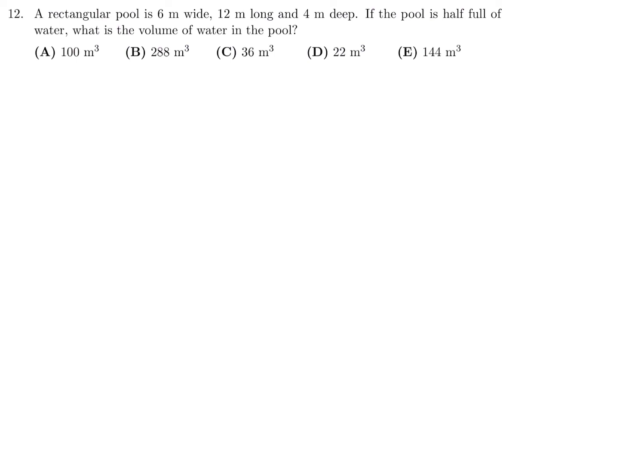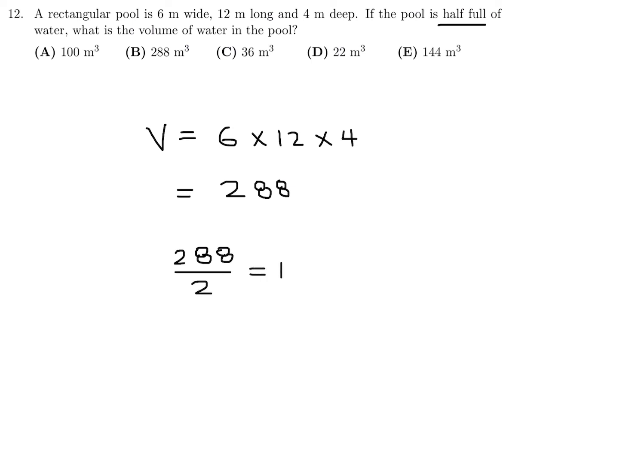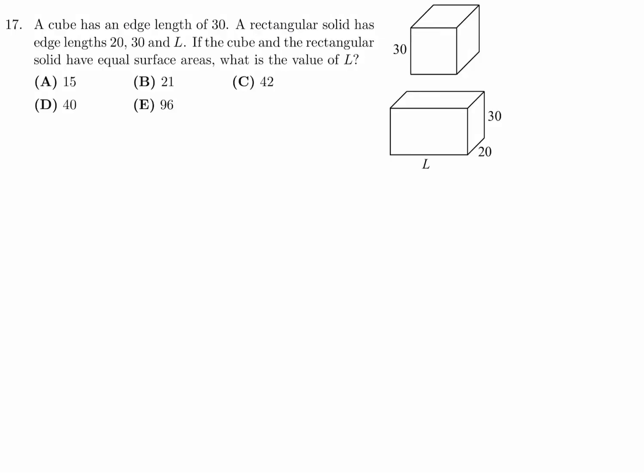A rectangular pool is 6 by 12 by 4. If the pool is half full of water, what is the volume of the water in the pool? So first we need to figure out the full volume, which will be 6 times 12 times 4, and that is equal to 288. Now they're saying the pool is half full, so that means the volume would be 288 divided by 2, which is 144. So number 12, the answer is E.